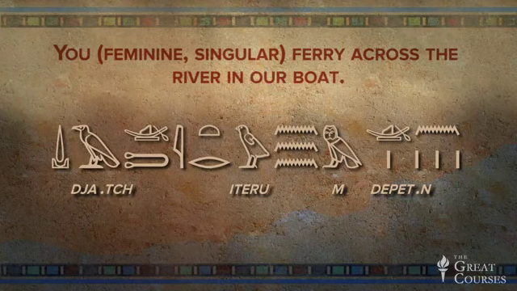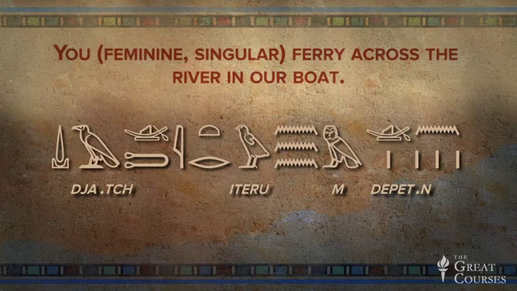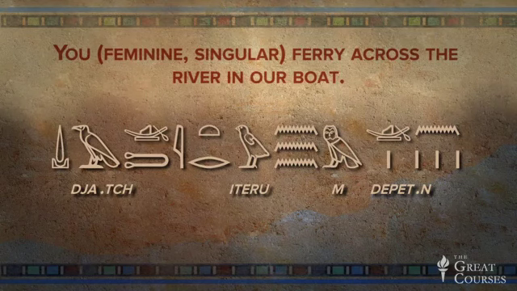Ja, ch, iteru, em, depet, en. That's how it sounded. So that's you ferry across the river in our boat. Good. Let's try another sentence.